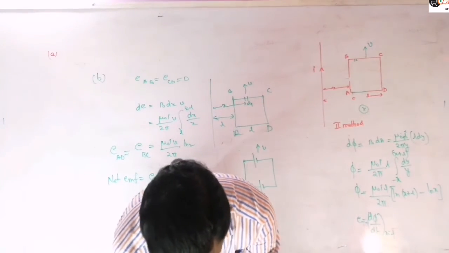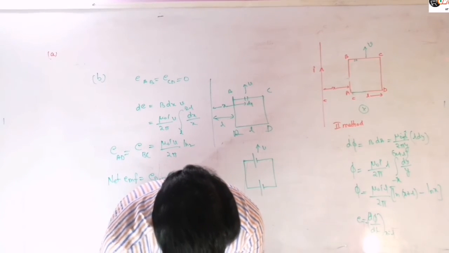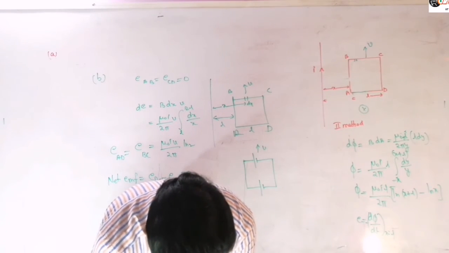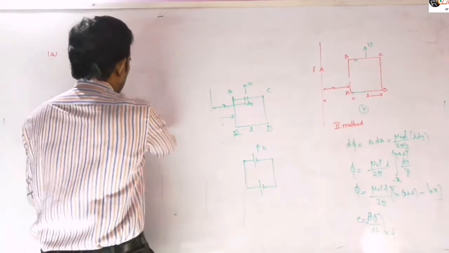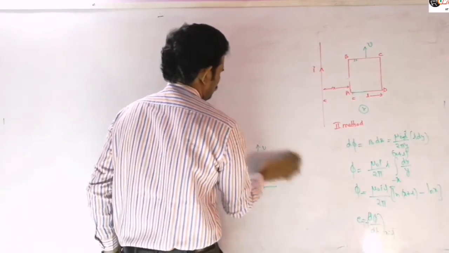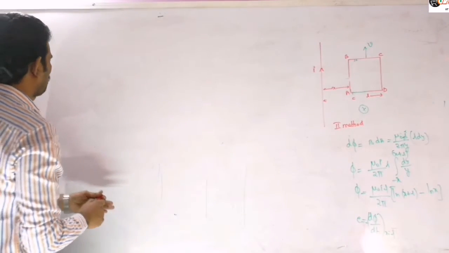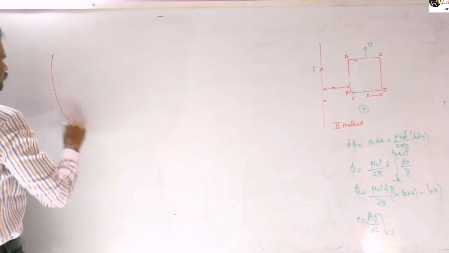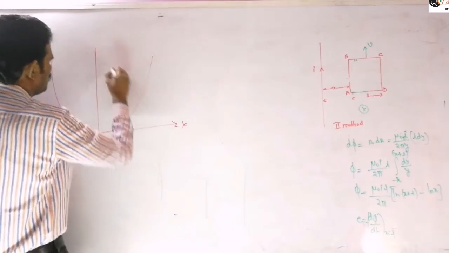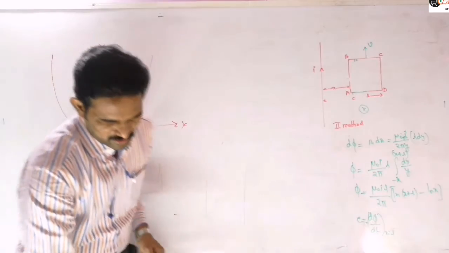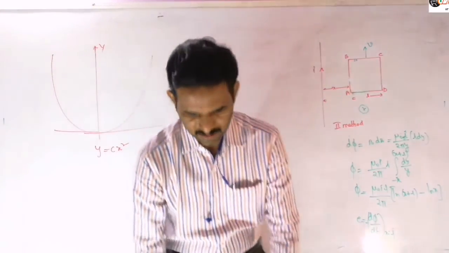And here one more problem will be there. So let us write that problem. That is another model. So note down that problem. A parabola is mentioned, and we'll just take this as our x and y axes here. The parabolic equation is given as y is equal to c x squared. So note down that data.